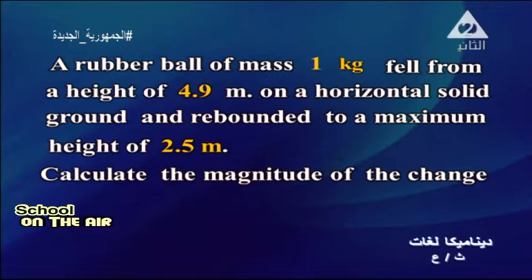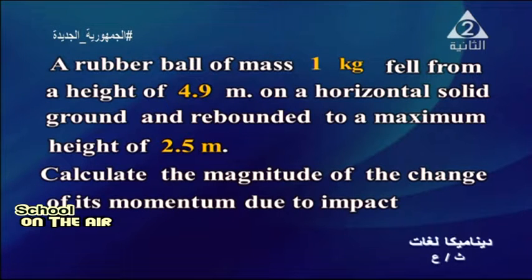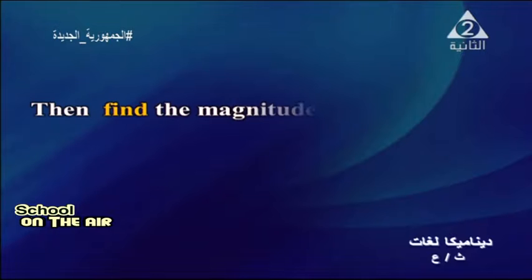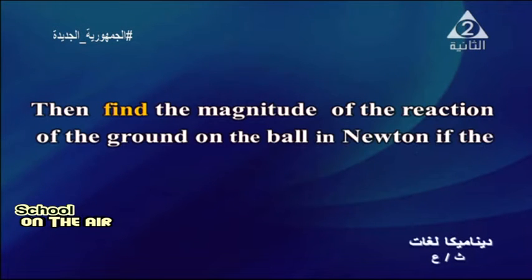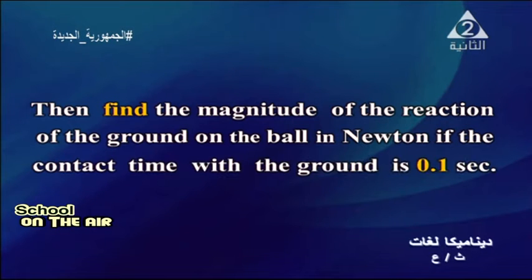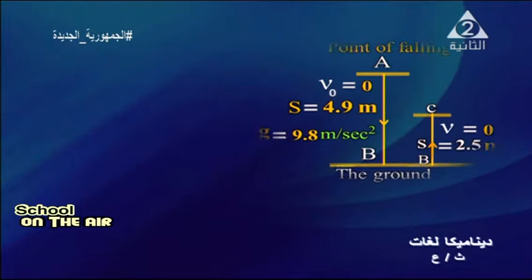Calculate the magnitude of the change of its momentum due to impact. Then find the magnitude of the reaction of the ground on the ball in Newton if the contact time with the ground is 0.1 second. We have a ball fell from a height 4.9 meter from the ground.